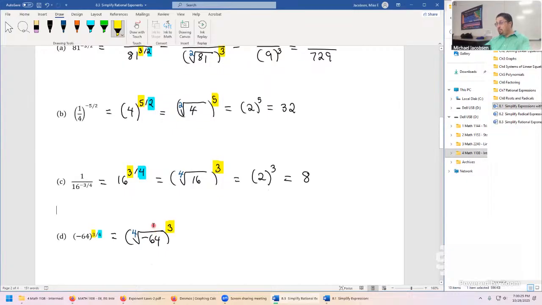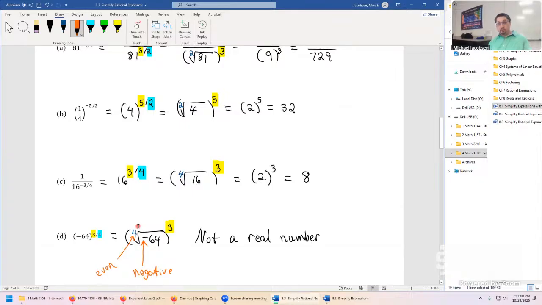But now we have a bit of a major issue. We're taking an even root of a negative number. Once again, this is one of those problems that comes out as not a real number. It's not a real number, all because of the even index and the negative number here. If this was a fifth root, we could make that work out somehow, but not if it's even.